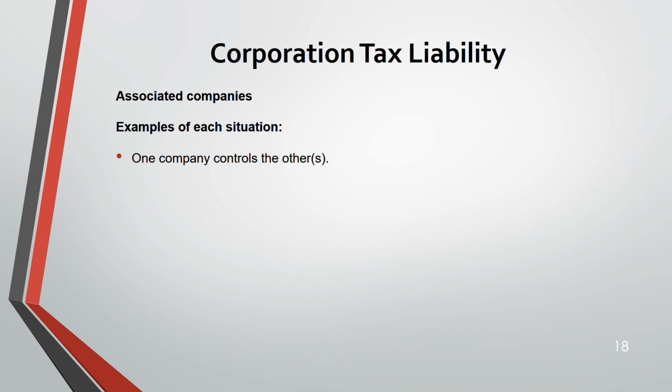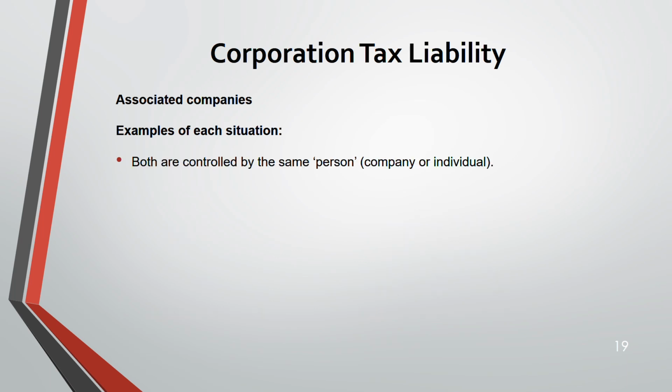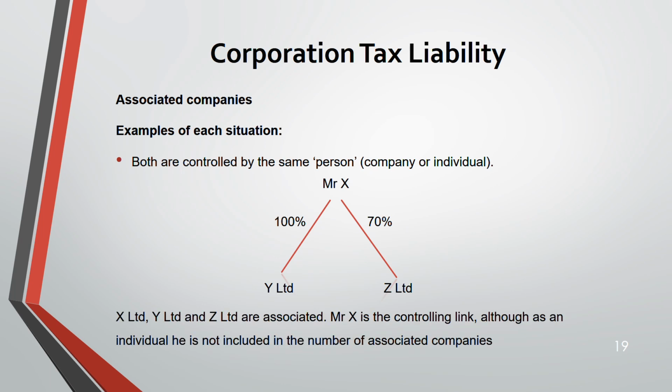Examples of situations. First, one company controlling the other. Let me explain this through a diagram. H Limited controlling 100% of S Limited. H and S are both associated. Here, H is taking 70% of S1, 80% of S2, and 51% of S3. So H, S1, S2, S3 are all associated. Now, both controlled by the same person. This is an example of that situation. Both Y and Z are controlled by X. So Mr. X is the controlling link, and X, Y, Z, all three are associated.